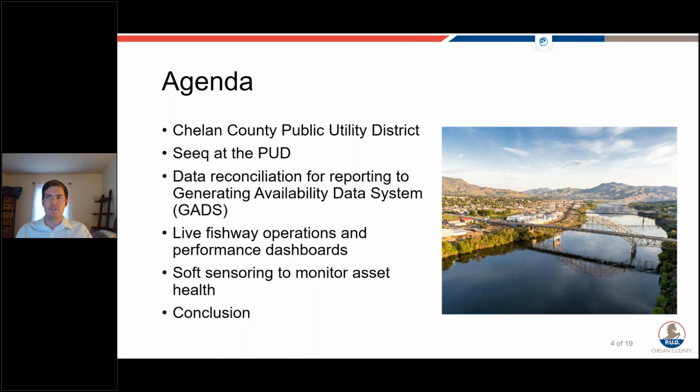So here's the agenda. I'll give a quick explanation of who the Chelan PUD is and where we are, and an overview of our use of Seeq. Then we'll dive into 3 use cases, and then we'll wrap it up and turn it back over to Elaine and PSE.